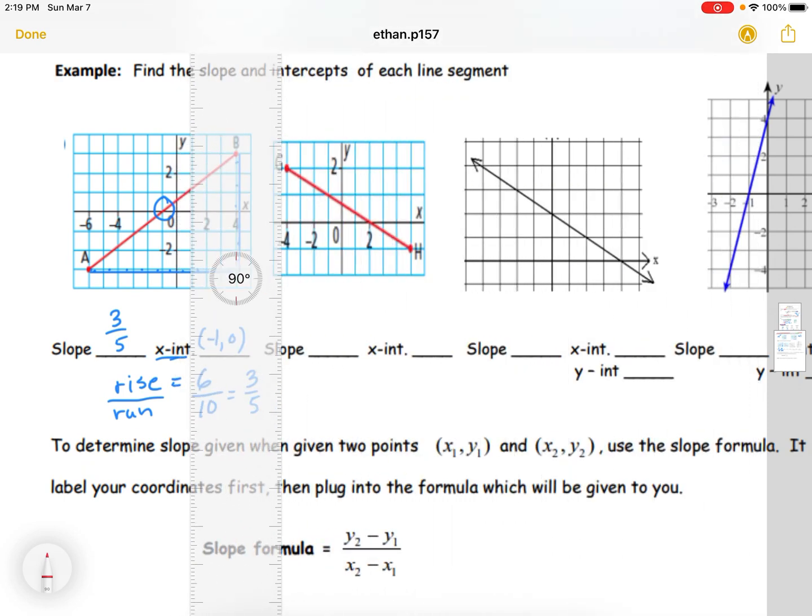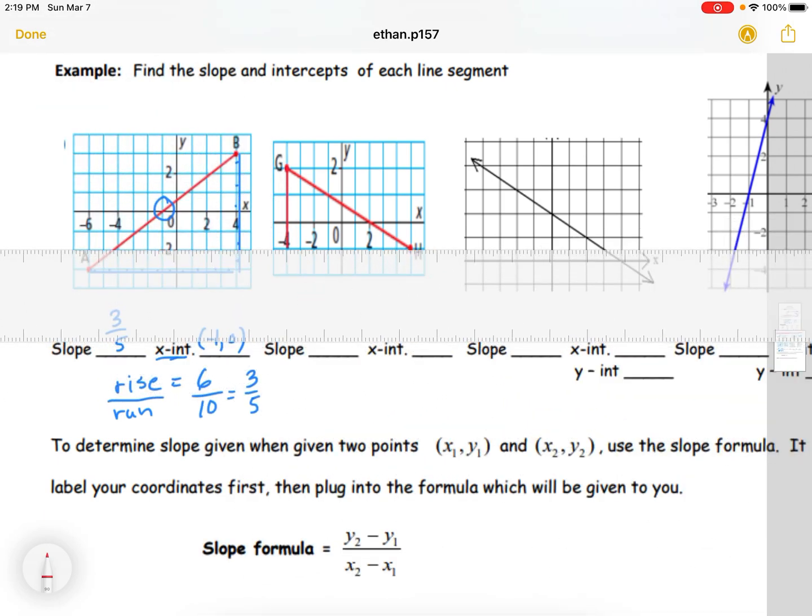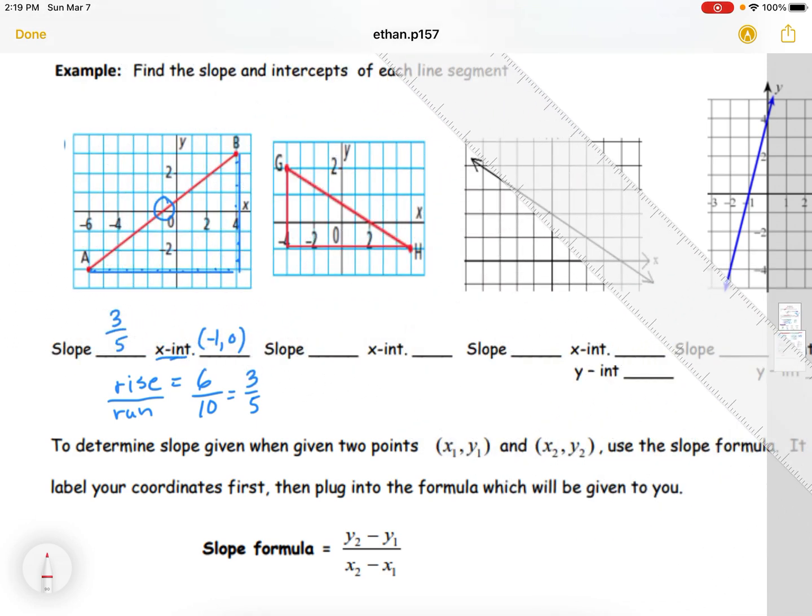So here's my ruler. Don't worry about the skewing, that could be my fault. We draw in our little box and I count my rise. 1, 2, 3. It's also negative, right? So let's see, it's actually going down 3. So my rise over run is -3 because it goes down. And 1, 2, 3, 4, 5, 6, 7, 8, 9. -3 over 9. I can divide both the top and the bottom by 3. So that will be -1 over 3. So my slope is -1 over 3.